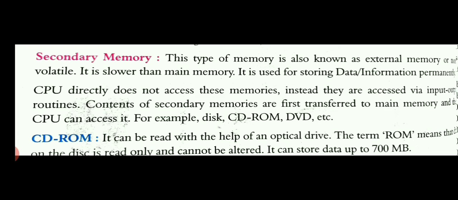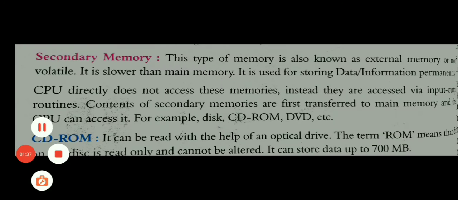For example, disk, CD-ROM, DVD, etc. First is the CD-ROM. You all know about CD-ROM. What is CD-ROM? In short form, we call it CD. It can be read with the help of an optical drive. The term ROM means that the disk is read-only and cannot be altered. It can store up to 700 MB. The capacity of a CD is 700 MB and you can't change the data. That means it is read-only.